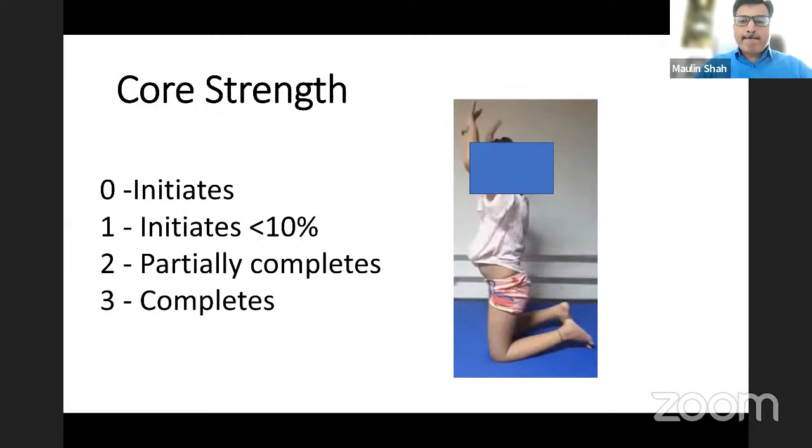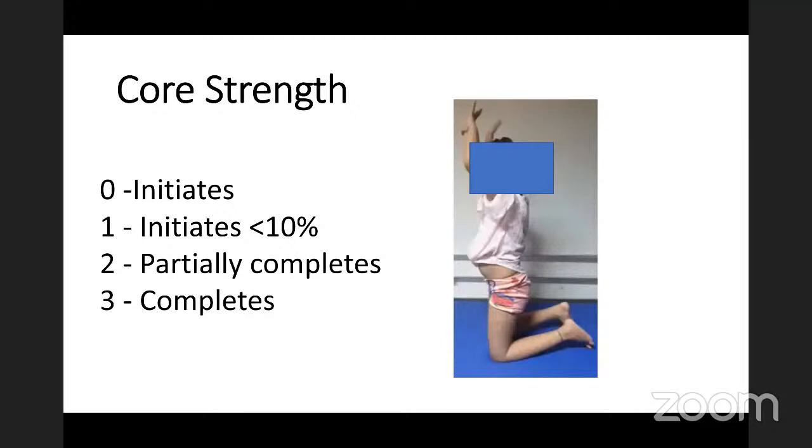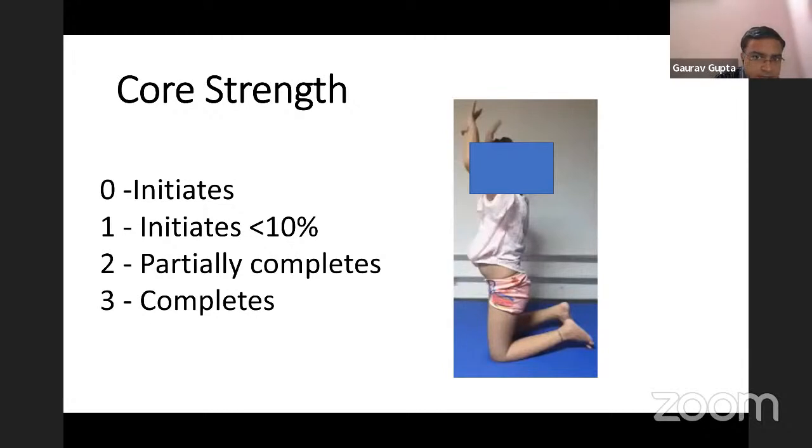Okay. Let Gaurav continue. But the key thing is selective motor control assessment by pediatric orthopedicians is very important to forecast how challenging the rehab would be. Yeah, Gaurav, go ahead. Then we assess the core strength, and we do it by doing a high kneeling, where the child is kneeling on his knees and is able to stand on his knees without any support for more than 30 seconds. And we grade it if the child is able to initiate it or is able to do it less than 10%, is able to do partially, or is able to do it completely. The better the core strength, the more the possibility that the child may be able to walk independently post-surgery and physiotherapy.